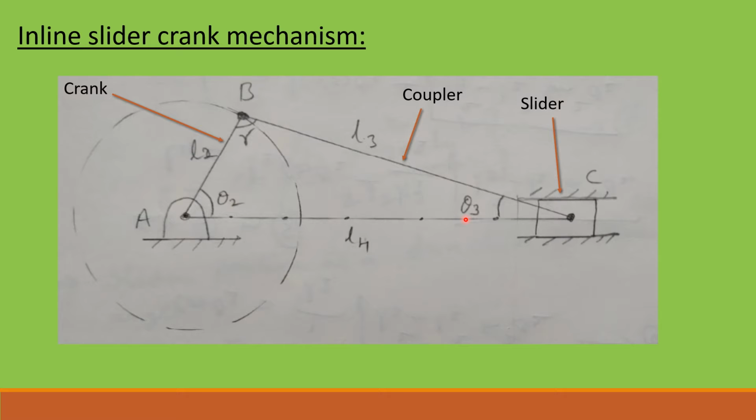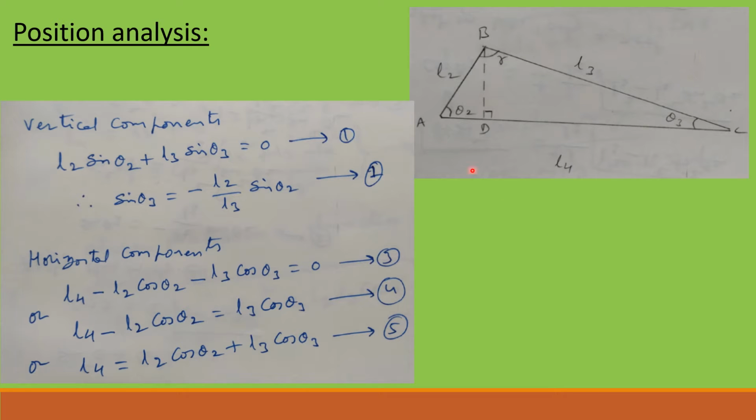In the next slide, let us see how to derive equations for position of the slider. Let us draw a triangle ABC with lengths L2, L3 and L4, angles theta 2, gamma and theta 3. From this triangle, the vertical components can be written as L2 sin theta 2 plus L3 sin theta 3 equal to 0. Let us call that equation number 1. Equation number 1 can be written as sin theta 3 equal to minus L2 by L3 into sin theta 2. Let us call that equation number 2.